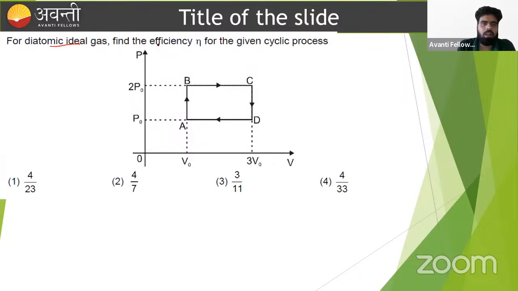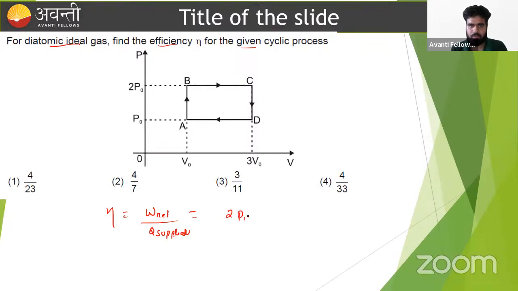Here the diatomic ideal gas is given and we have to find out the efficiency. What is the efficiency? Efficiency is net work upon heat supplied. We have to remember this formula very clearly, because what is the concept of net work? Net work is the work done during the cycle. We can say this is nothing but 2 P0 V0. We can write down here 2 P0 V0, because it is the work done in this enclosed cycle.